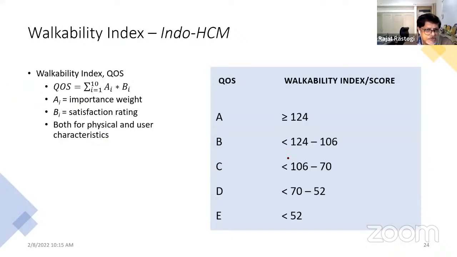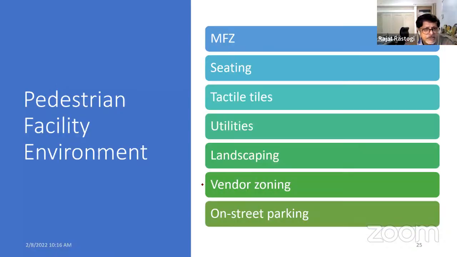But when you look at the IndoHCM, it is talking in terms of quality of service. And this quality of service comes on the basis of the perception of the users. That is taken in the case of two attributes. One is importance weight, another is satisfaction rating. And both talk about the physical features as well as the user-based things. Based on these, it talks about 5 categorizations and gives a score or an index so that you can identify how good or bad the thing is.